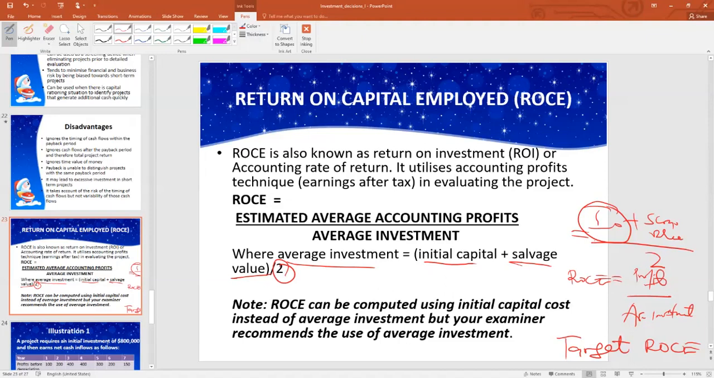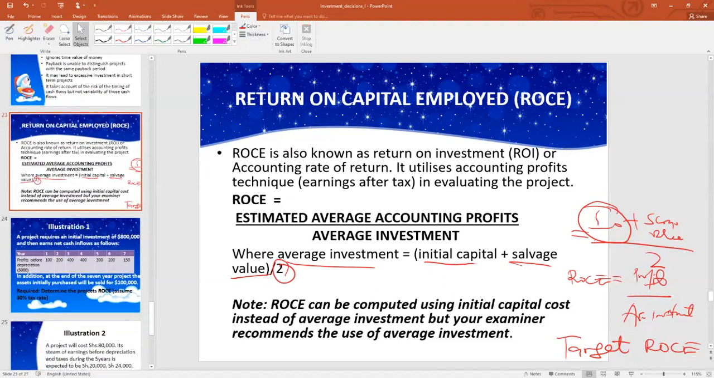And that's on the ARR, the return on capital employed. Don't forget, you're using accounting profit.